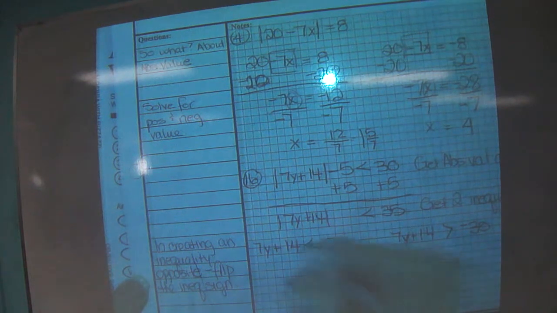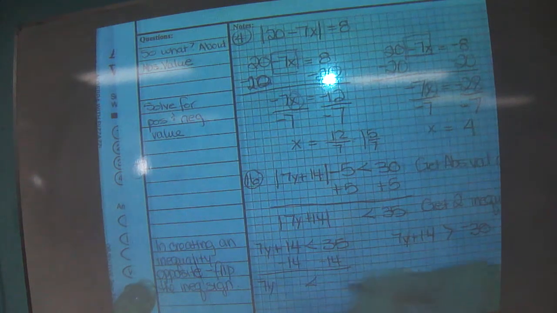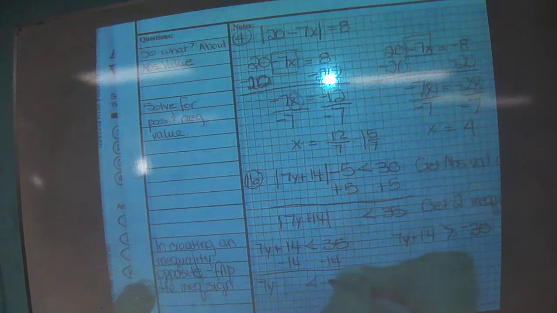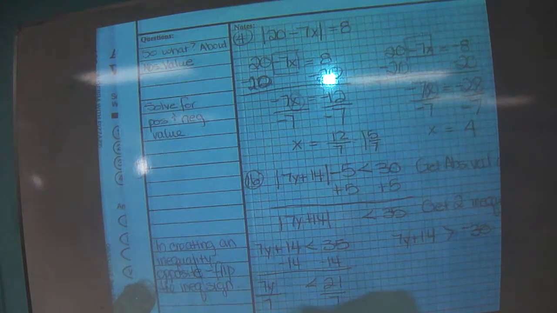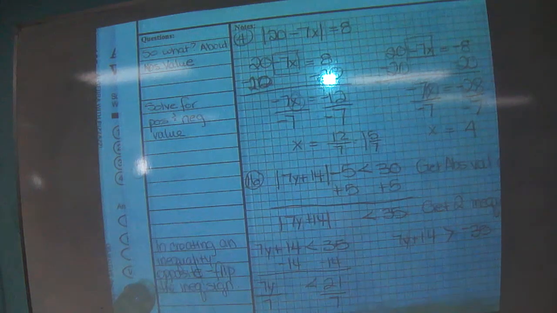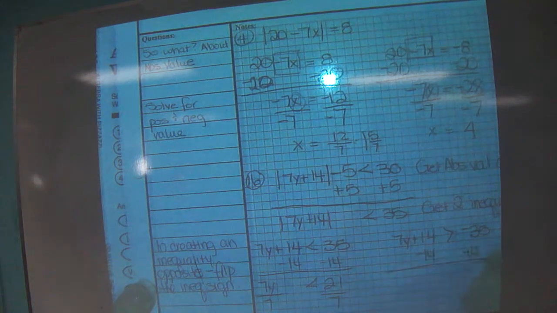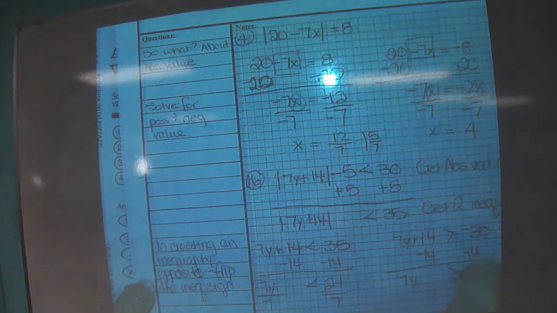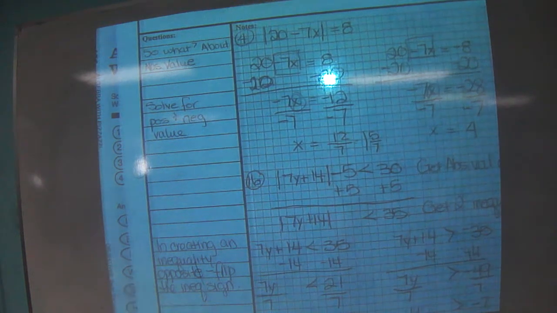Then you just solve. Put negative 14 on each side. 7y is less than 21. Divide both sides by 7. y is less than 3. Let's do this one. Negative 14, negative 14. 7y is greater than negative 49. Divide by 7, divide by 7. y is greater than negative 7.